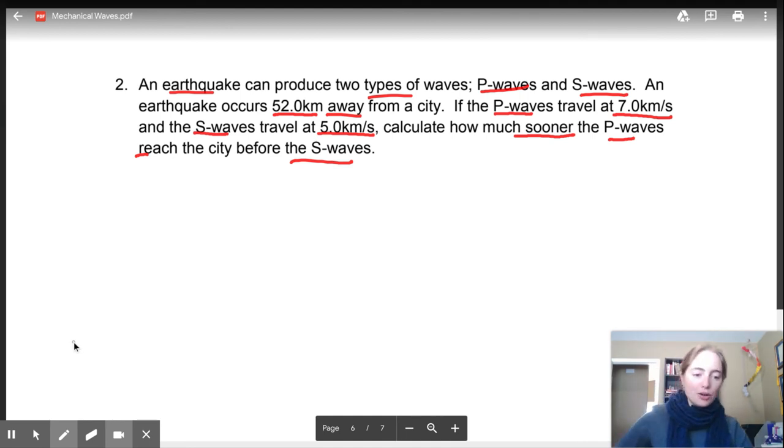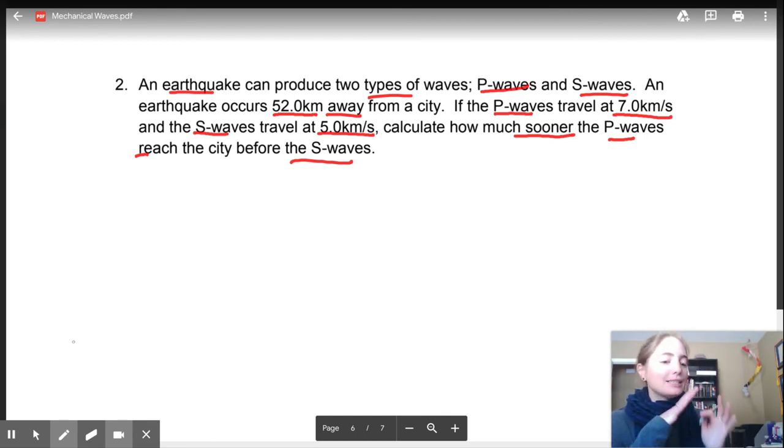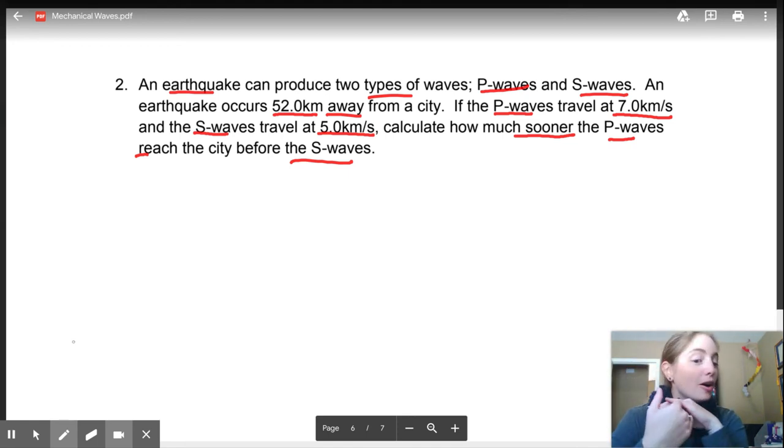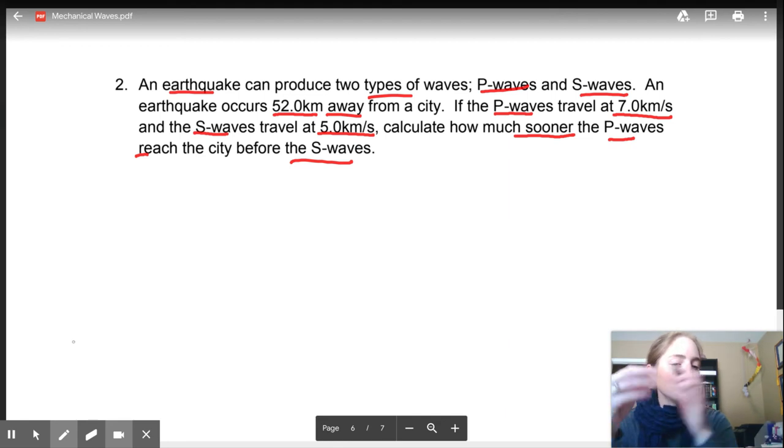Okay, so ladies and gentlemen, we need to be very, very careful with this. The biggest mistake that I see with these wave calculations is people using the distance that a wave is traveling as the wavelength, or vice versa. So you need to think very carefully.